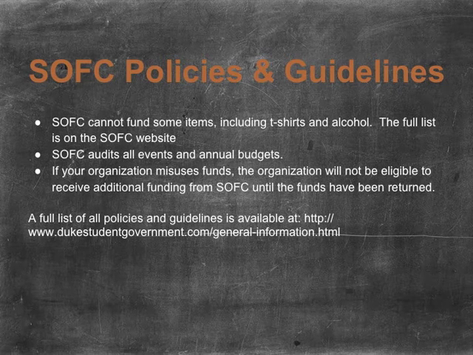The SOFC and DSG establish policies to create an open and equitable funding process for all Duke student groups. Here are some important ones to remember. There is a list of items that SOFC cannot fund, including t-shirts and alcohol. Check the full list on the SOFC website before applying for funding. The SOFC audits all events and annual budgets, and if the organization has misused funds, the organization will be placed on interim suspension and will not be eligible to receive additional funding from SOFC until the funds have been returned. A full list of all policies and guidelines is available on the SOFC website.